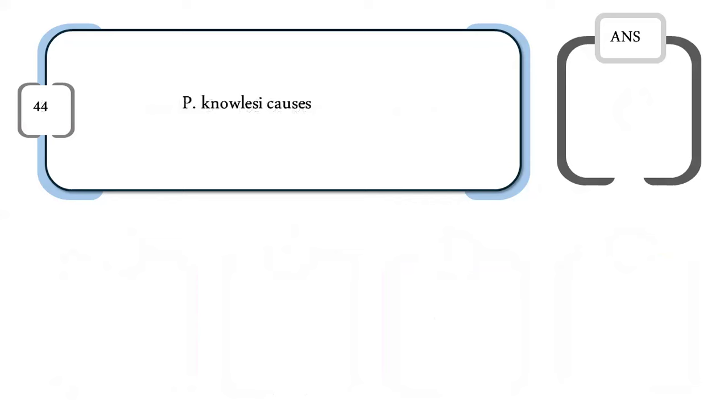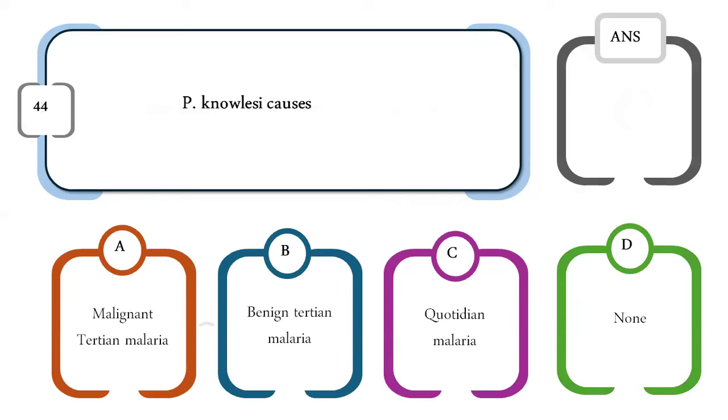Next question, Plasmodium knowlesi causes option A, malignant tertian malaria, option B, benign tertian malaria, option C, quotidian malaria, option D, none of the above. Here the right answer is option C, quotidian malaria.